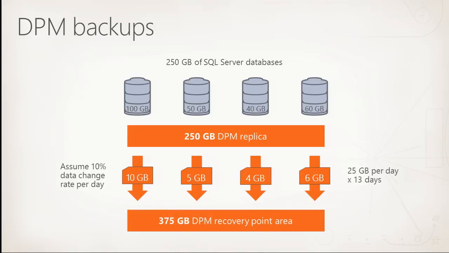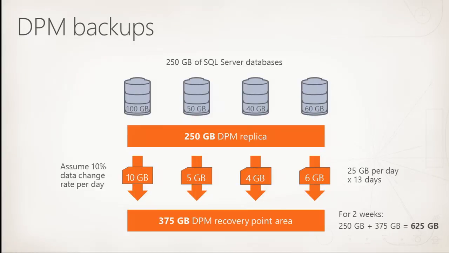Now, that's going to give us 25 gig per day times 13 days, because we're only sending over the block level differences. So we're only sending over the churn, the transaction log, the changes that have happened, if you like. So we end up having a 375 gig DPM recovery point area. And like I said in the diagram of the blocks, we've got 250 gig DPM replica, 375 gig recovery point area. We need both to merge blocks and send them back to live. So they're both classed as our backup data. That will give us 625 gig if we do 2 weeks of backups.